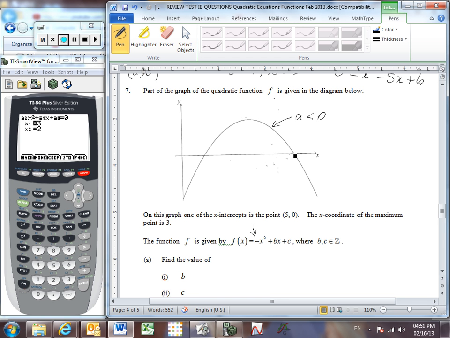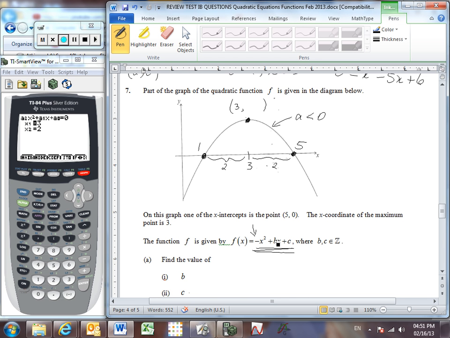It also says that the x-coordinate of the maximum point is 3. Well, here's the maximum. It tells me that the x-coordinate is 3. Oh, well, if 3 is right here, obviously 5 cannot be here, so this one must be 5. Now, due to symmetry in a quadratic graph, if this is a distance of 2 units, well, then this must be a distance of 2 units. So we can quickly figure out then that the other x-intercept must occur when x is equal to 1. Anyway, the question doesn't ask me that at this stage. It says to find the value of b and c if the function is written in this form.